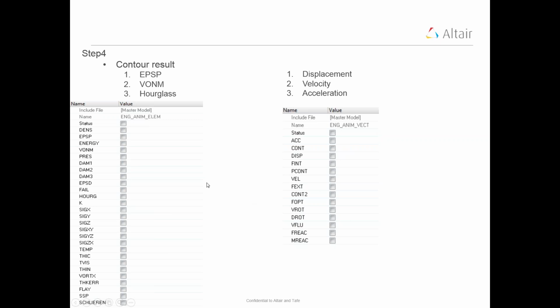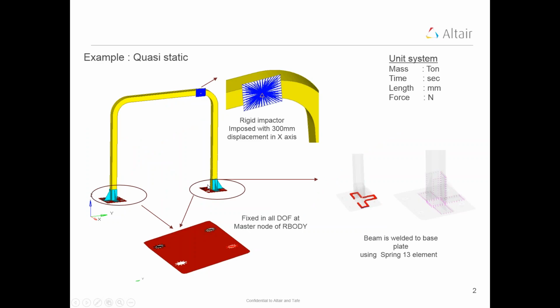For ease of understanding all these four steps, I've taken a simple quasi-static example. I'll briefly go through the problem statement of this example. This beam is held by a base plate, and this base plate is going to be fixed in all degrees of freedom with the help of an RBODY. That is, the master node of the RBODY is going to be fixed in all degrees of freedom.